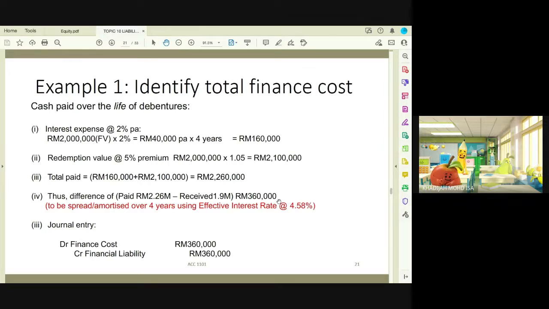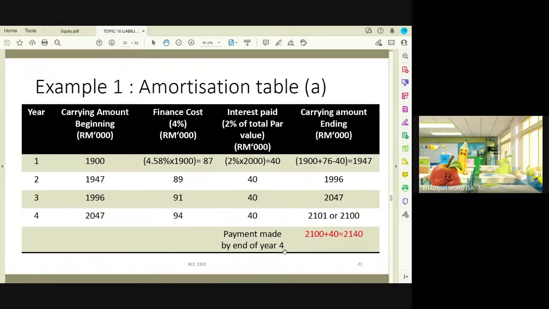This is to be spread over the 4-year period using an interest rate of 4.58%. This one you don't have to worry so much about at this level. So for the journal entry to record the difference, 360,000 will be amortized over the 4-year period. You debit your finance cost 360,000 and credit your financial liability 360,000. So I think you don't have to worry about this table.